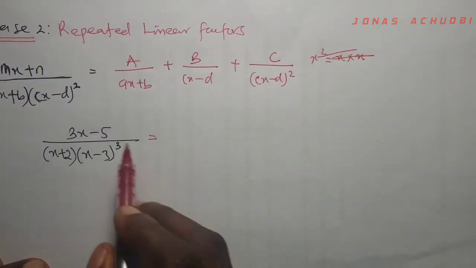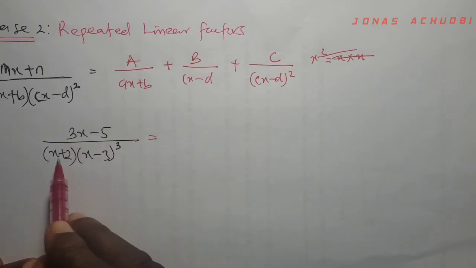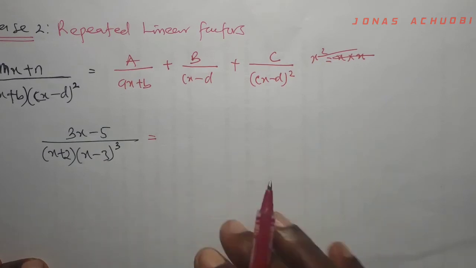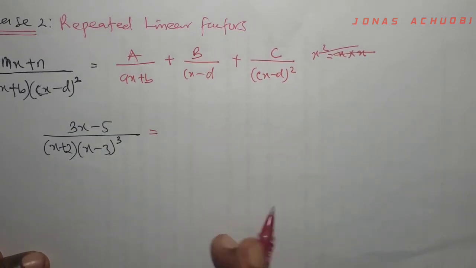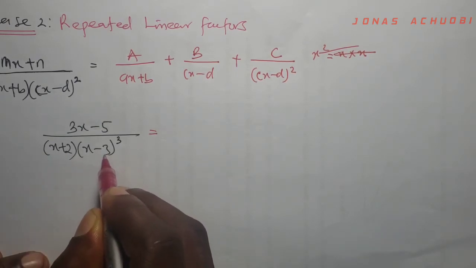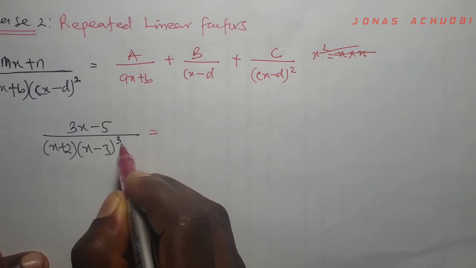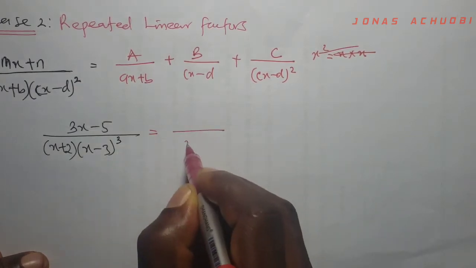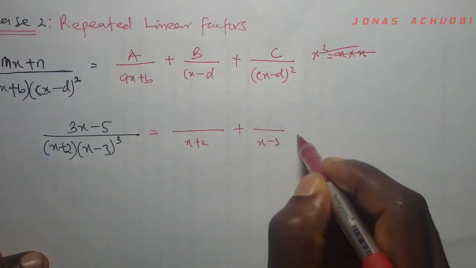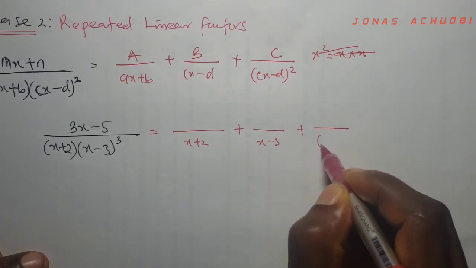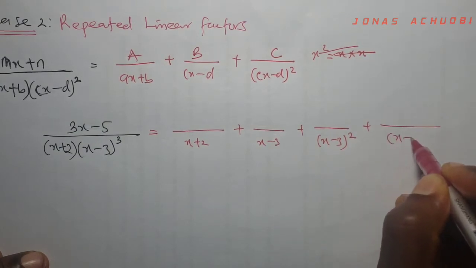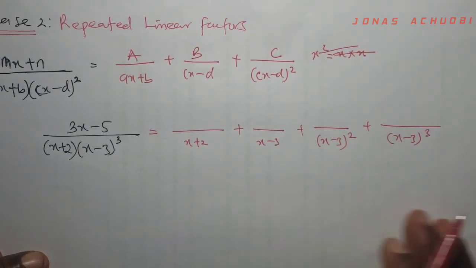For instance, if we're to split 3x minus 5 divided by x plus 2 into x minus 3 raised to the power 3 into partial fractions, what would be our partial fractions? Let us see. The denominators: x plus 2 is a linear factor. x minus 3 is also a linear factor, but repeated how many times? 3 times. So the first factor there is x plus 2. The second factor is x minus 3, repeated. So how many times? 3 times. The second time is x minus 3 all squared, and the third time is x minus 3 to the power 3. I guess you understand, you see the sequence now.